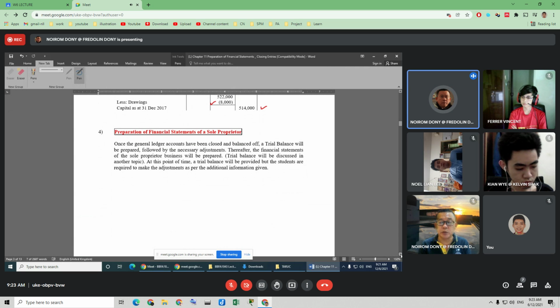So we have to do the double entry, but we don't see debit and credit, we only see plus and minus. If it's a debit item, plus means debit, and minus means credit. So we only see this.